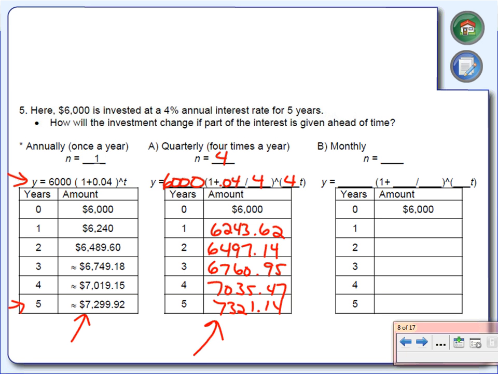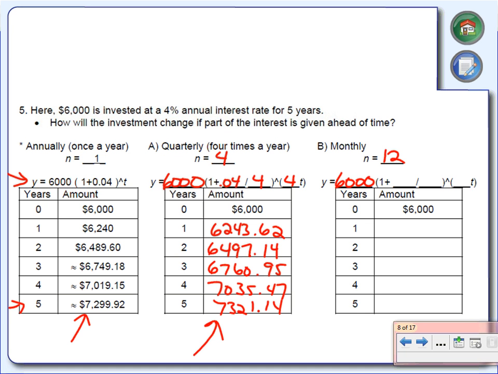It's still at 4% interest. What's the only difference? Yeah, you're doing it. The interest is applied 4 times a year instead of just once, which is why I'm getting a little more back. Let's try the next one. B, monthly. So what is my N going to be if I apply interest monthly? 12. Why 12? Very good, because there's 12 months in a year. So let's see what equation I get this time. Remember, we're still investing $6,000.